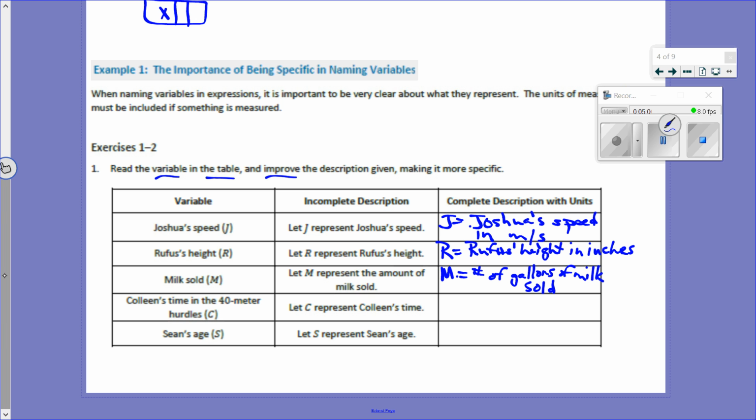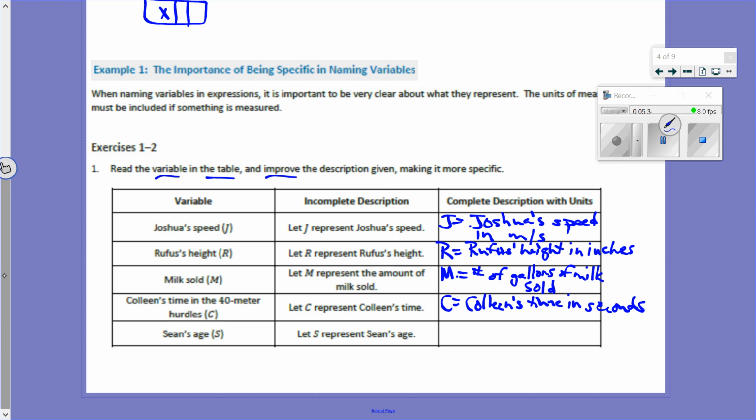Okay, Colleen's time in the 40-meter hurdles. So if I'm doing a 40-meter race, seconds. So what should C represent? Colleen's time in seconds. Good. So Colleen's time in seconds. And if I had more room, you really probably should add in the 40-meter hurdle, because that gives you the distance. And then Sean's age.